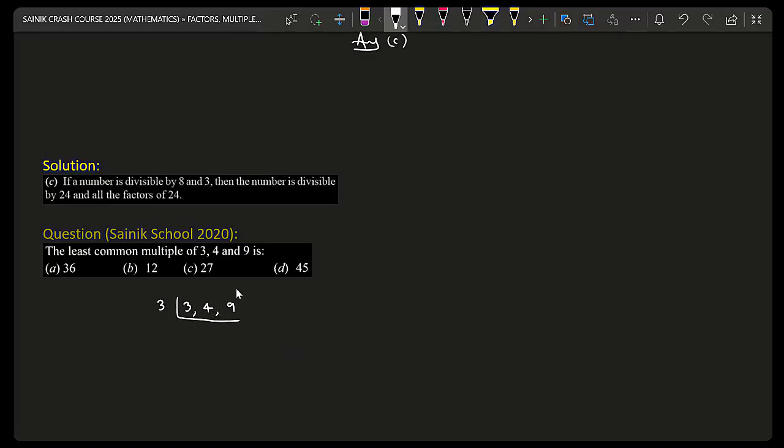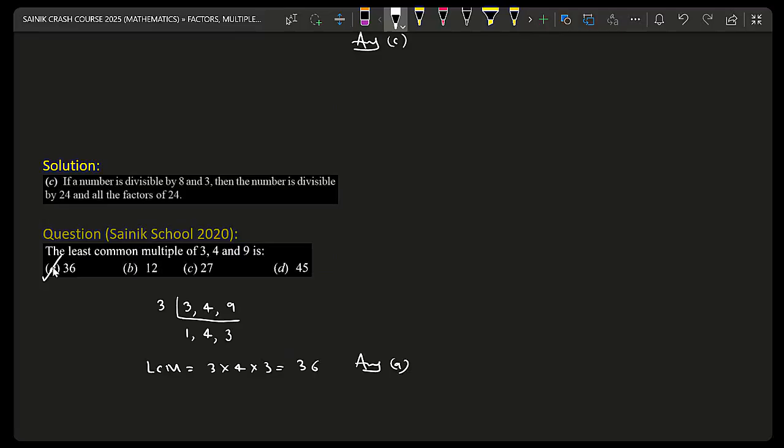Even though 4 is not divisible, no problem because this is not HCF. 3 ones are 3, 4 is not divisible, so you write 4. 3 threes are 9. Any common factors left? No. Can we stop this? Yes. So what will be the LCM? 3 into 4 into 3. What is the answer? 12 threes are 36. Yes, the answer is A, that is 36.